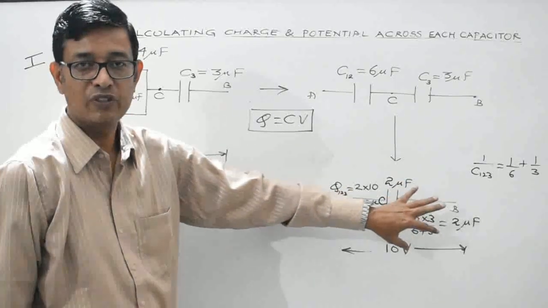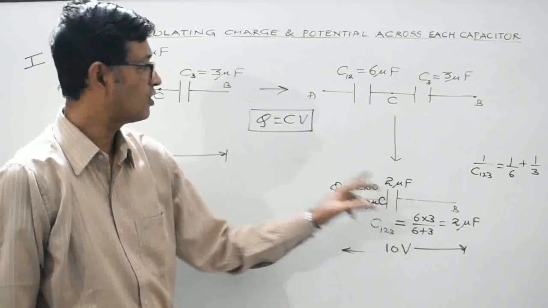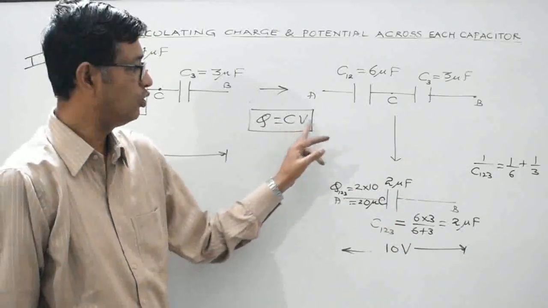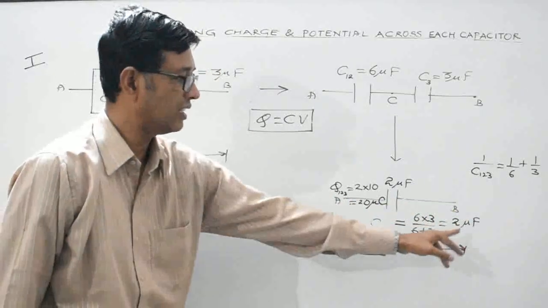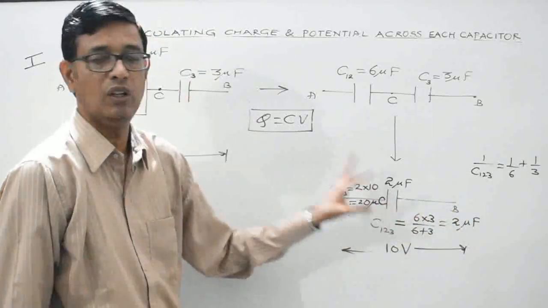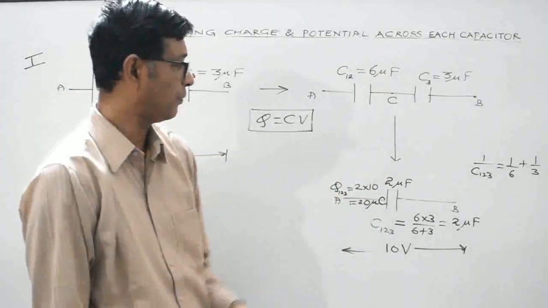We have calculated the value of net capacitance. The net potential across A and B is given. So the net charge can be easily found using this formula, C into V. So C is 2 microfarad, potential is 10. So 20 microcoulomb. Right? Now the concept, reverse step.